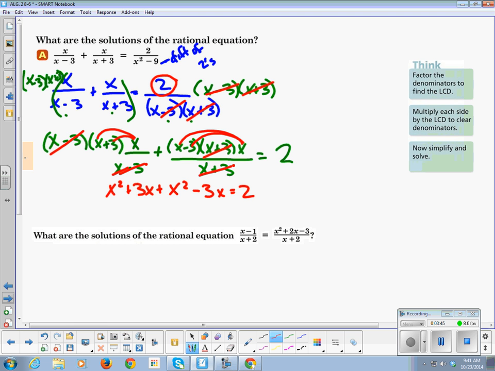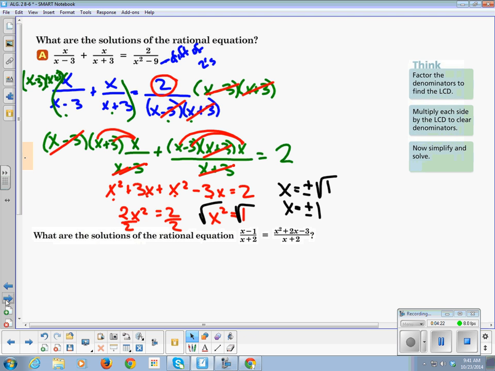Now we have something awesome. We can solve this. This is easy. x squared and x squared give me 2x squared. 3x minus 3x is 0, and that's equal to 2. Divide both sides by 2. And you get x squared is equal to 1. If I take the square root of both sides, I need to make sure that I include the plus and the minus. So the possible answers are x can be either positive 1 or negative 1.